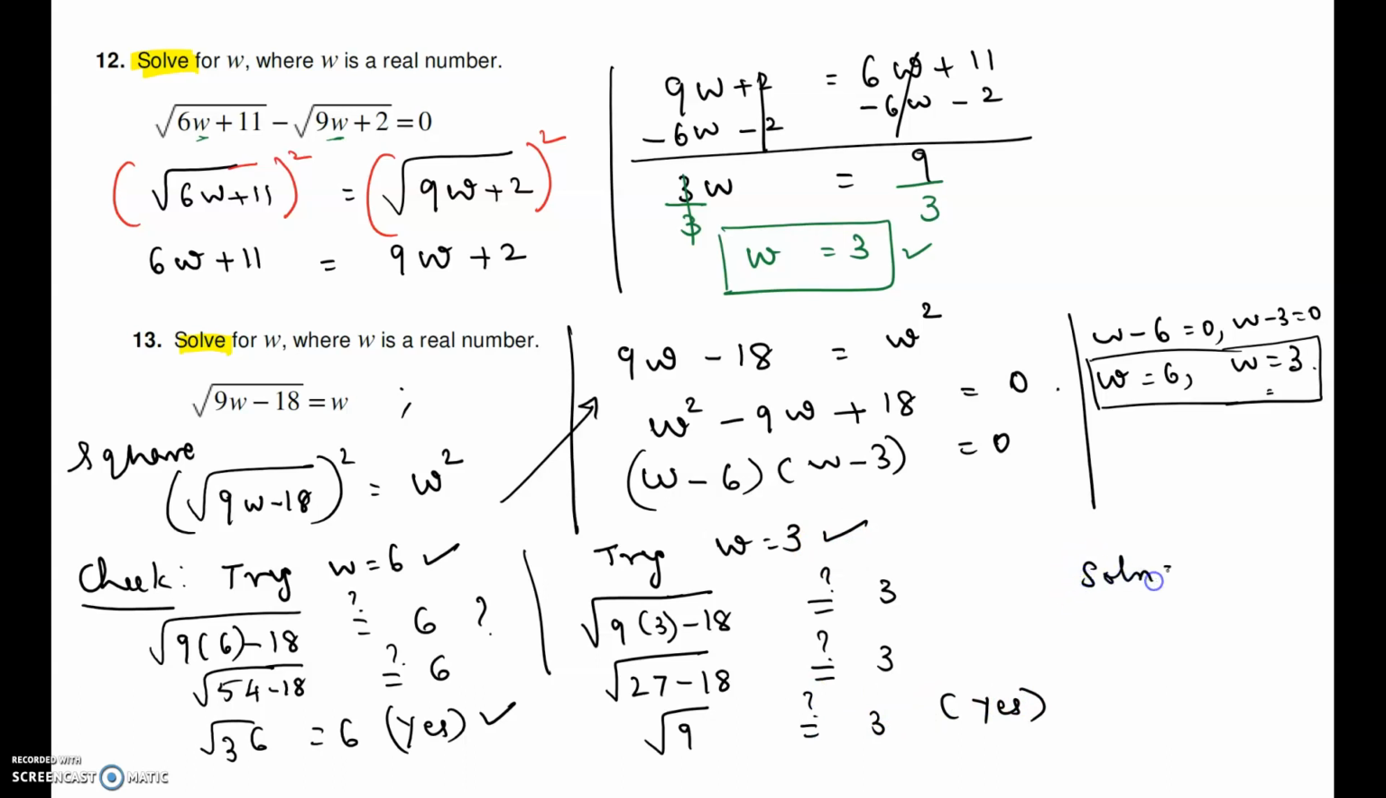So the solutions to this problem are two of them, w equal to 6 and w equal to 3. Both of them check the original equation of the radical, so they are solutions to the problem.